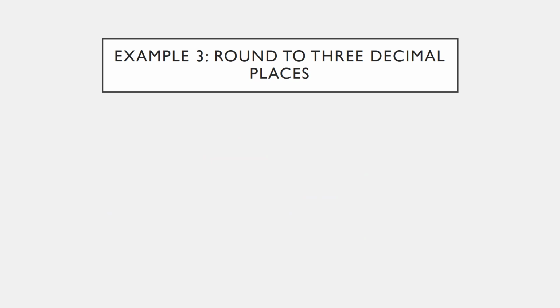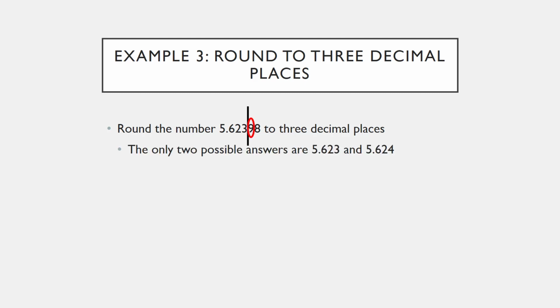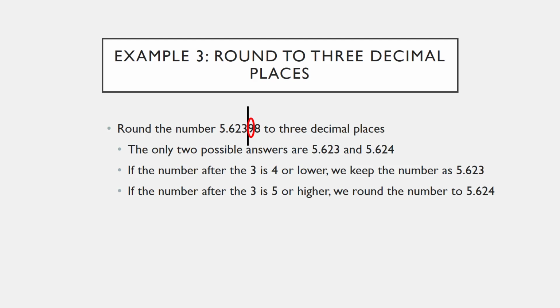Example 3, rounding to 3 decimal places. Round the number 5.62398 to 3 decimal places. We're going to divide the number here, and the only digit that is going to determine our decision is the number 9. So the only 2 possible answers are either 5.623 or 5.624. If the number after the 3 is 4 or lower, we will keep the number as 5.623. If the number after the 3 is 5 or higher, we would round the number up to 5.624.